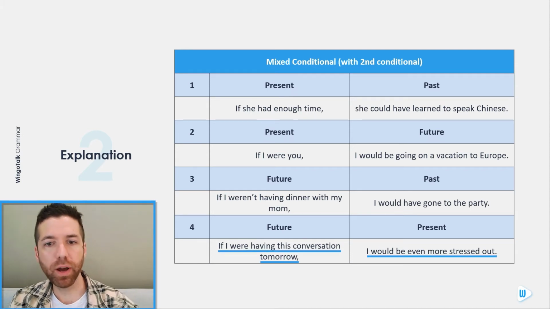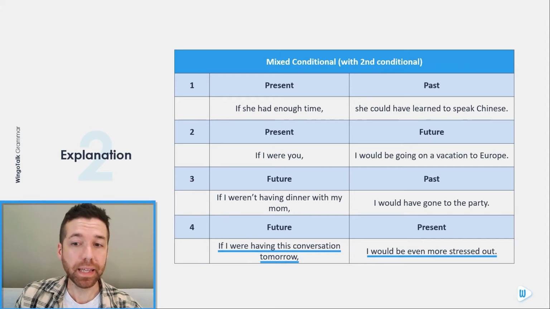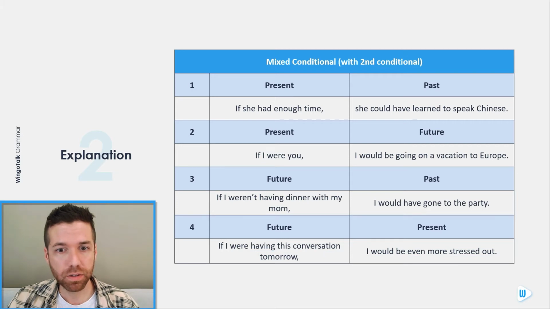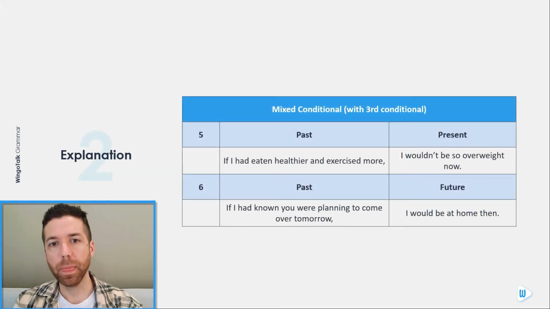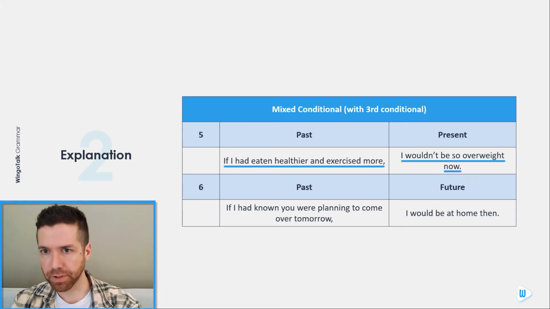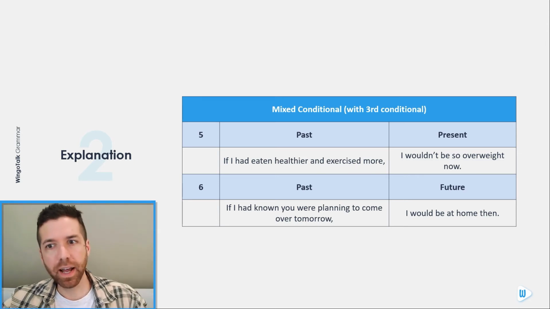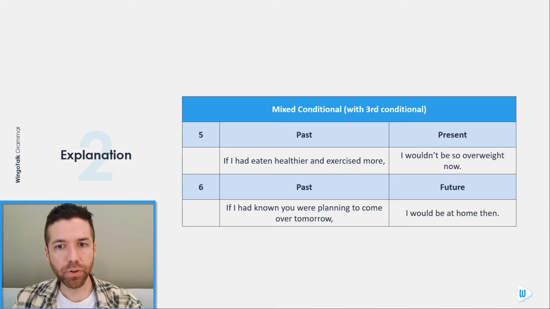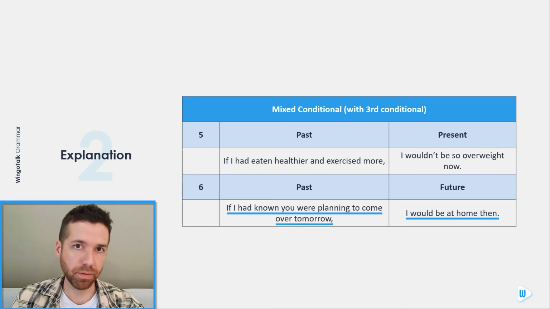Next, if I were having this conversation tomorrow, I would be even more stressed out. So right now, I am stressed out. Next example. If I had eaten healthier and exercised more, I wouldn't be so overweight now. So in the beginning, we're talking about the past. Right now, I'm overweight. Next, if I had known you were planning to come over tomorrow, I would be at home then.